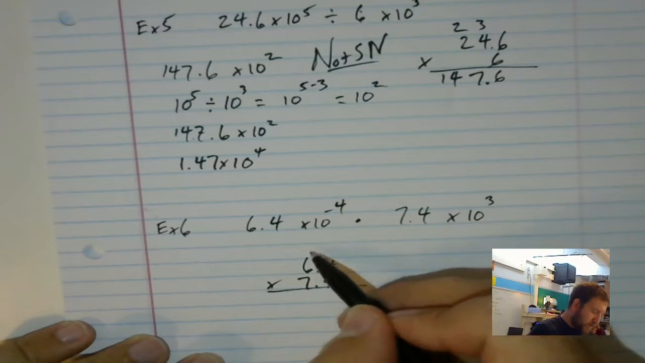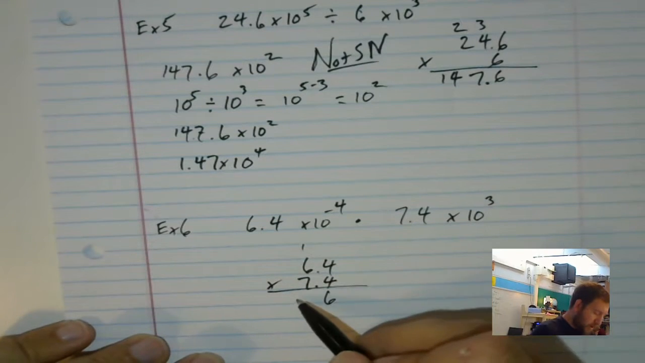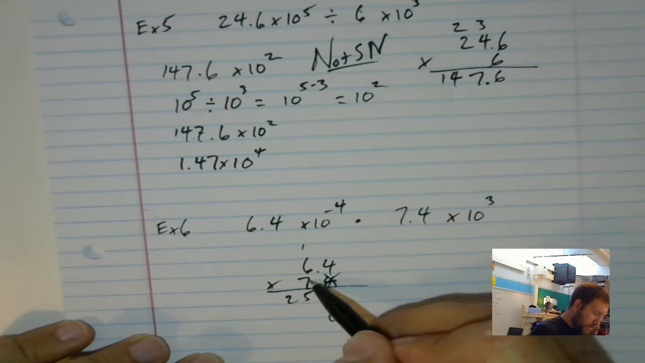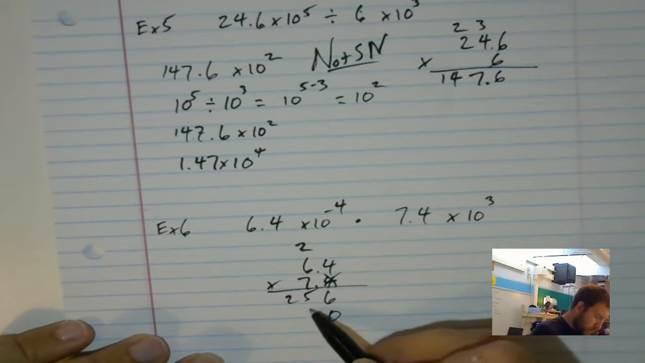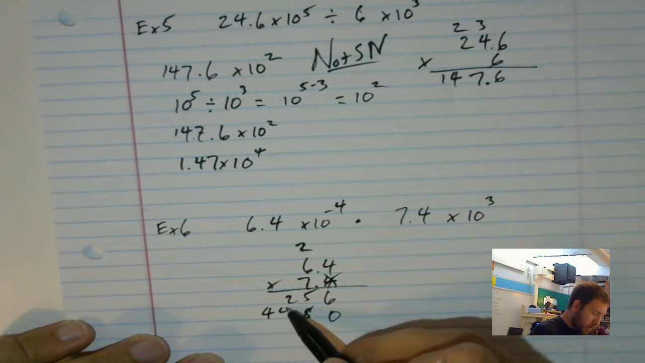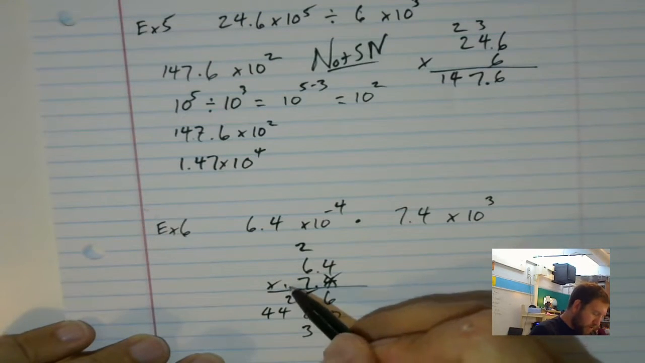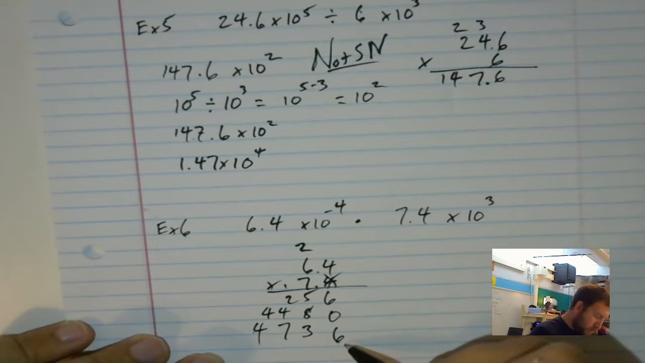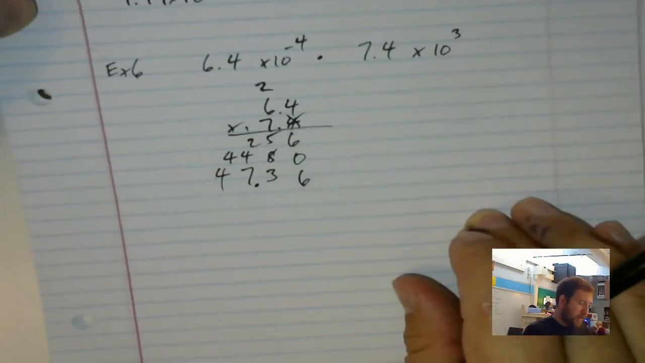Let's see, 4 times 4 is 16, 6 times 4 is 24, 25. Put my 0 in. 7 times 4 is 28. 7 times 6 is 42, plus 2 is 44. 6, 13, 4 and 2 and 5 is 7, and 4. I've got 2 decimal points. I have 47.36.